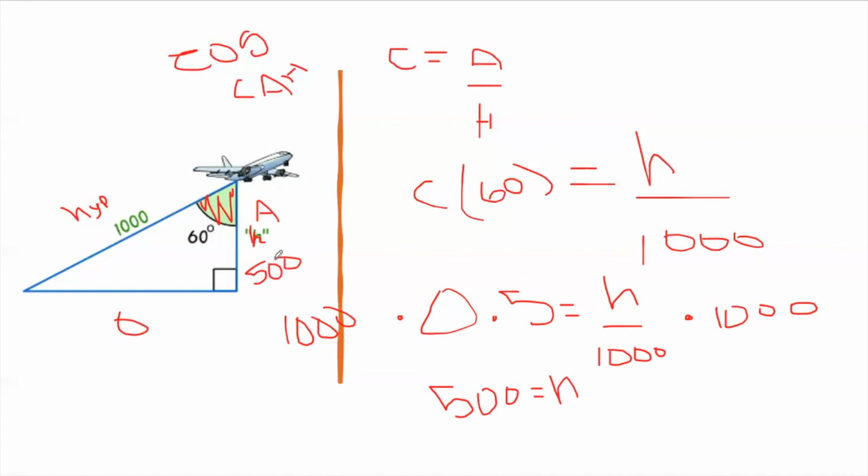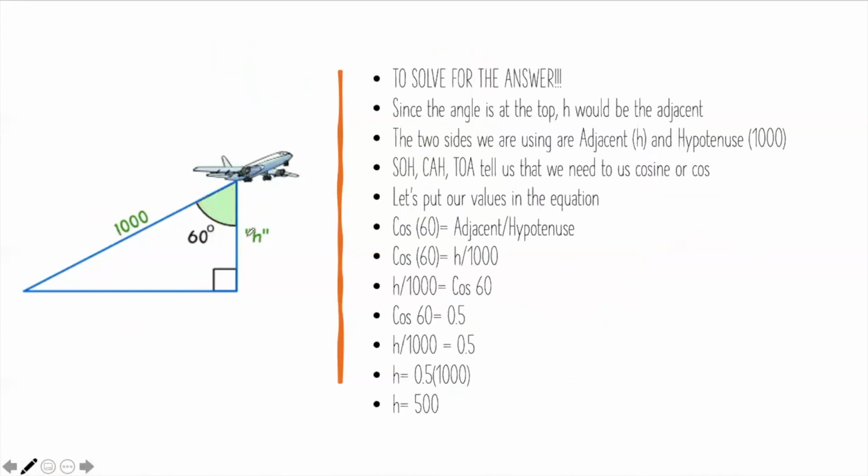Okay, let's see if our answer is correct. Yes. So the angle at the top is h, right? That's going to be our h. H would be the adjacent, and the longest side is always going to be the hypotenuse. So the two sides we are using are the adjacent, or h, and the hypotenuse, which is 1,000.